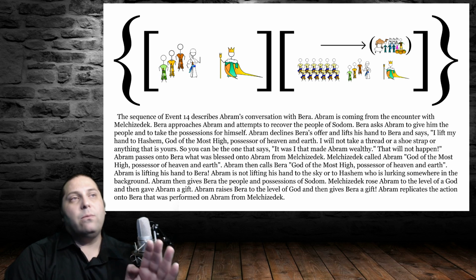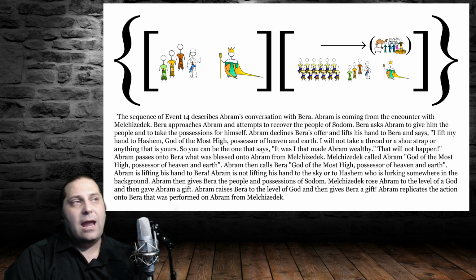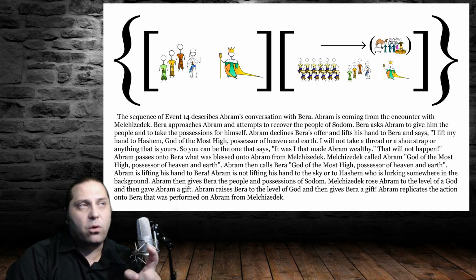Melchizedek raised Abram to the level of a god and then gave Abram a gift. Abram raises Bera to the level of God and then gives Bera a gift. Abram replicates the action onto Bera that was performed on Abram from Melchizedek.